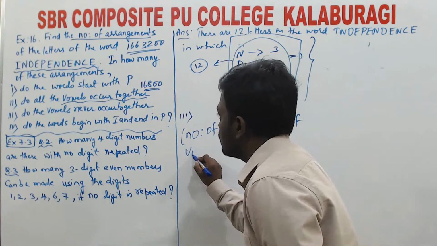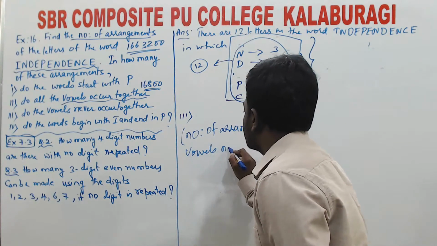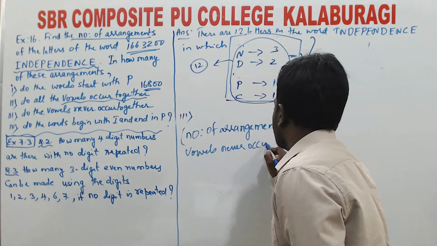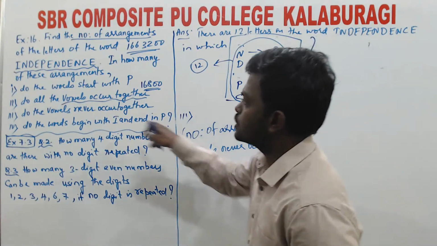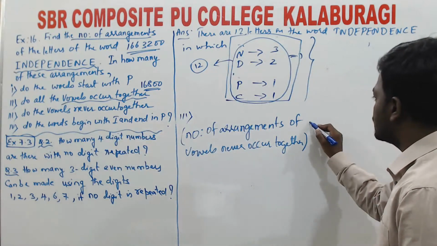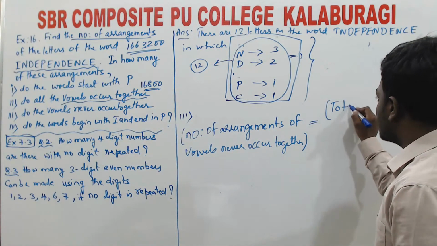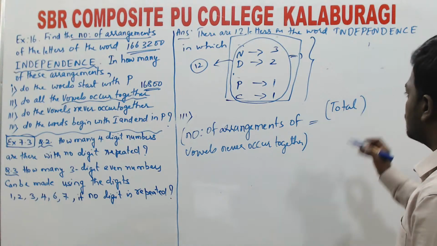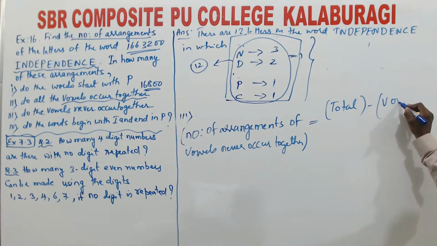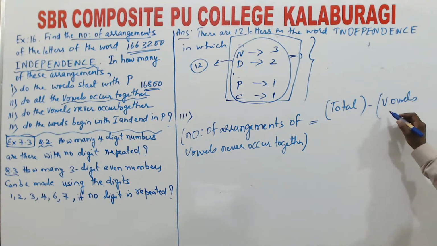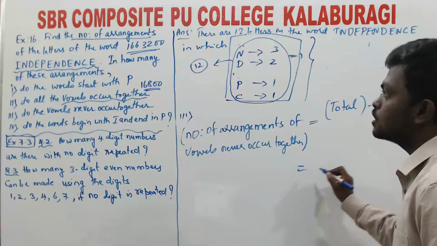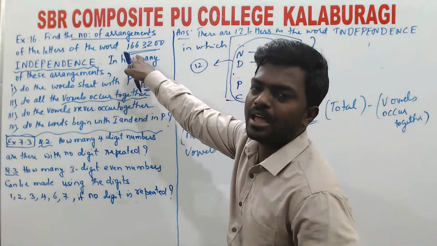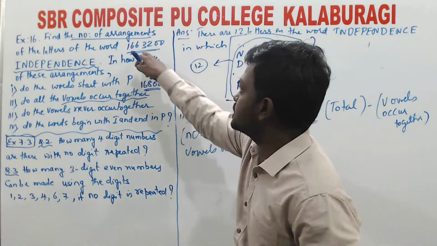The number of arrangements in which the vowels never occur together is what we need to solve. Never occurring together equals the total number of arrangements minus the number of arrangements where the vowels occur together. Right, students? So what is the total? That's what I have written, because I had erased it.